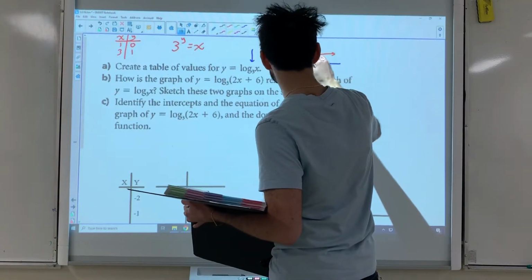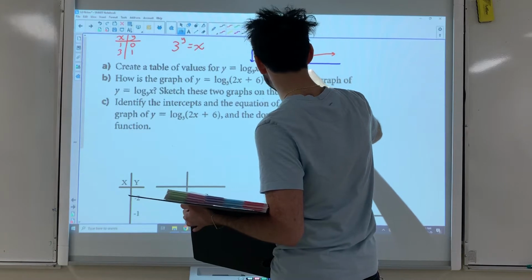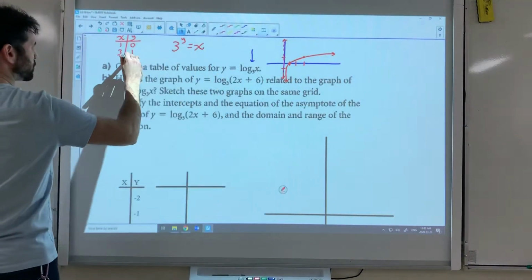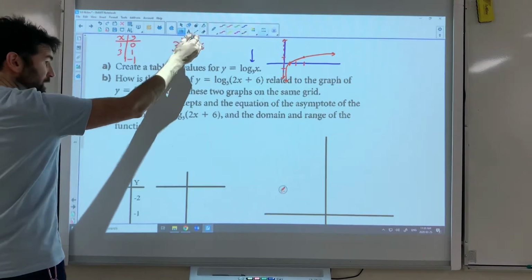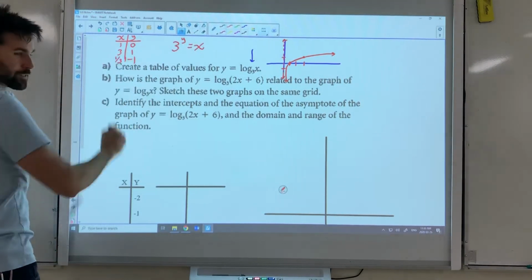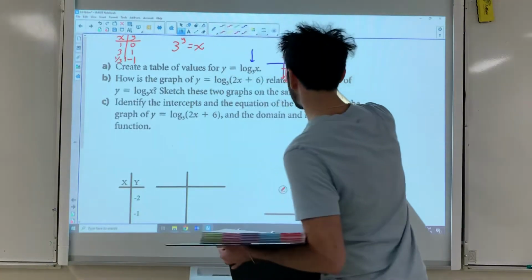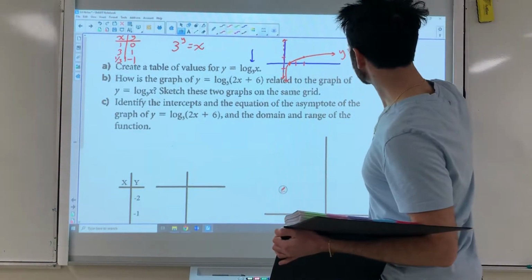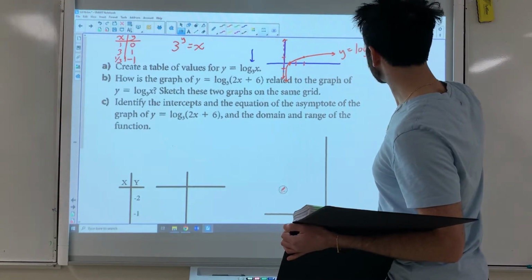Because we know it looks like this, and then we know it's going to go and hug that asymptote. Okay? If you wanted to grab another point, you can plug in y equals -1, and then you get 3 to the -1, which is 1/3. So we know that when x is 1/3, we're down here at -1. Okay? So there it is. This is y equals log base 3 of x.